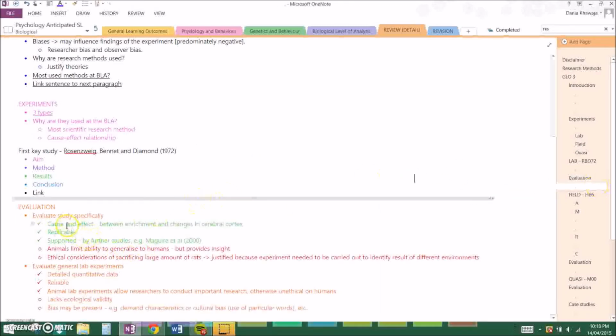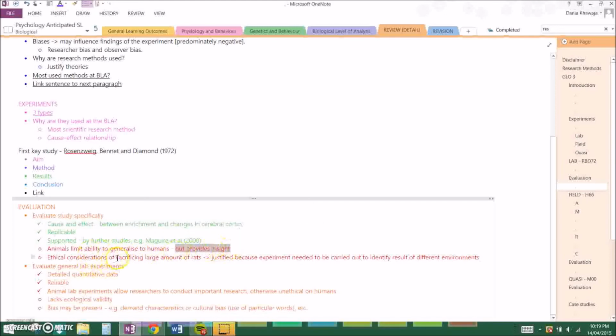So the cause and effect was between enrichment and changes in cerebral cortex, and if you mention cause and effect, you always need to mention what it was between, so that is very important. And it was supported by further studies, for example McGuire et al. 2000, and this provides a great link into our next study, which would be McGuire et al. And animals limit ability to generalize to humans, but it does provide insight.